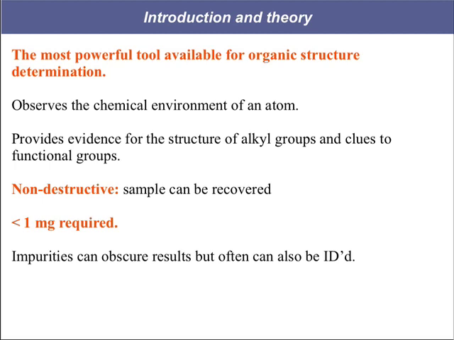And although it cannot separate impurities before analysis the way that GCMS can, impurities can obscure the results, but we can also see them in the spectrum and they can be identified. So even if there are impurities in our sample, the identity of them can be determined, and therefore we can use that information to determine how we're going to be purifying our material, or perhaps how we might change our protocol to eliminate those impurities in the first place.